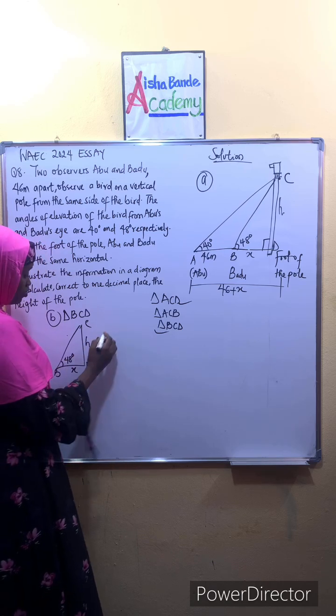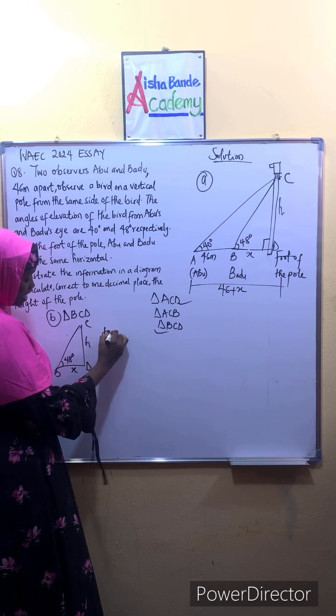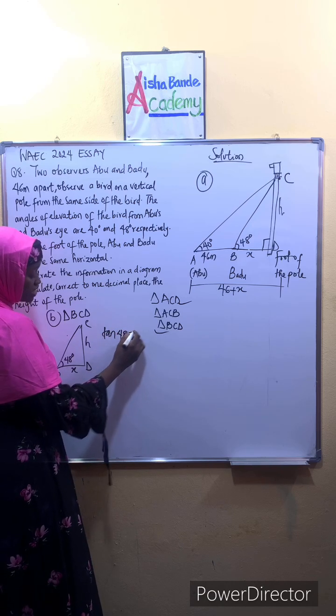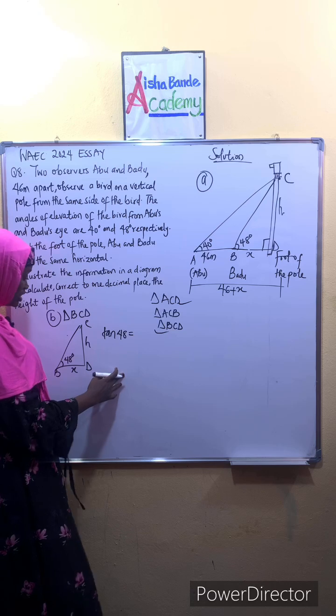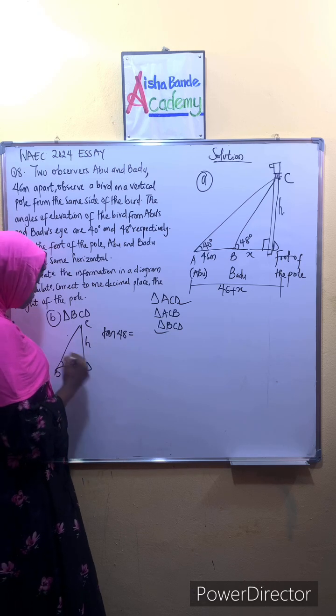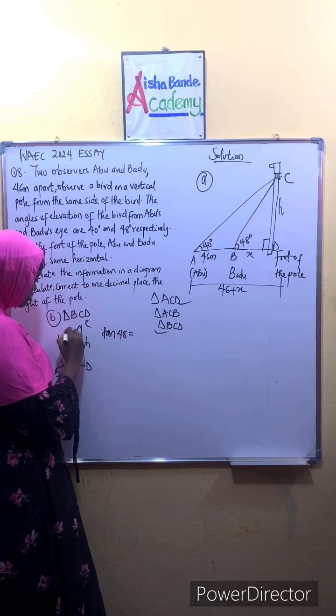So from here, we can use the trig function of tan. So we can say tan 48. We know tan is opposite over adjacent, right? But let's label this triangle. BC is the hypotenuse.